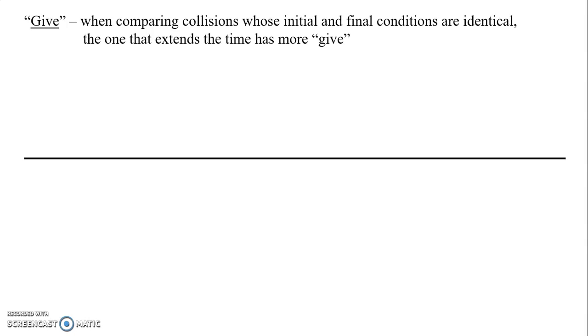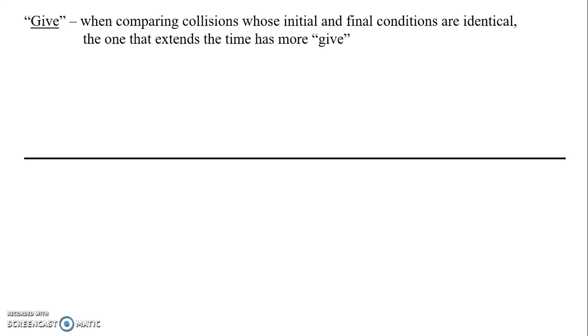Which situation would that be in terms of stopping the car? Is that hitting the brakes or hitting the wall? Well, hitting the brakes had a longer amount of time, 5 seconds versus 0.005 seconds. That means that hitting the brakes has more give to it. But no matter what, your change of momentum and your net impulse have to be the same.